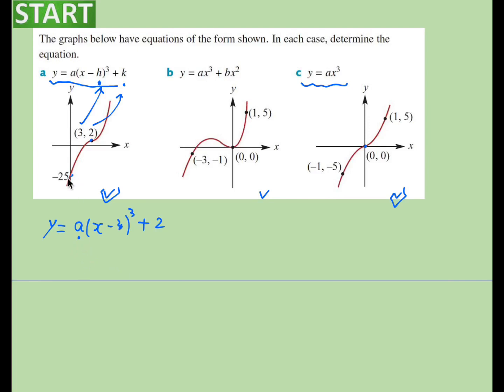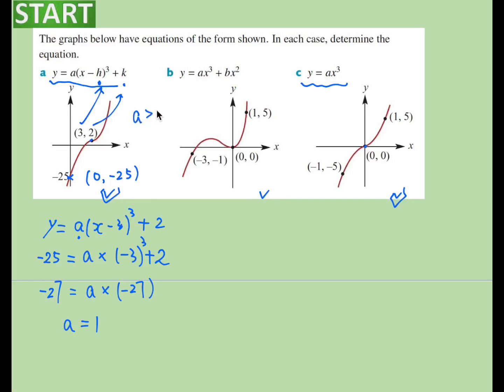Now, we are going to use the y-intercept, -25. It tells us when x equals 0, y is -25. We'll just substitute this point into the function. We will have A equals +1. It is consistent with the graph because the graph is climbing up a hill. It tells us the coefficient of x cubed should be positive.